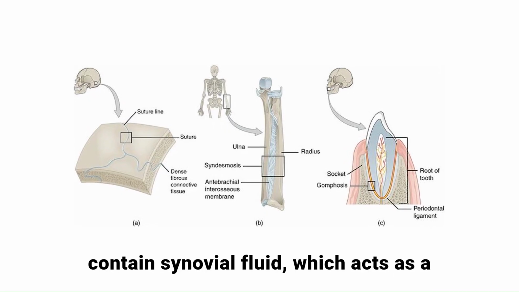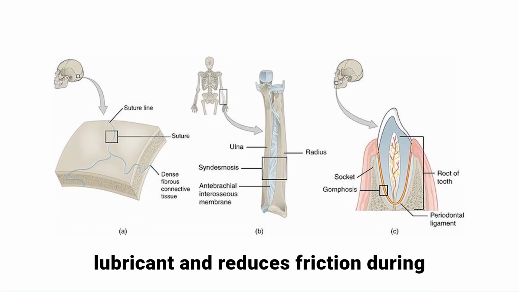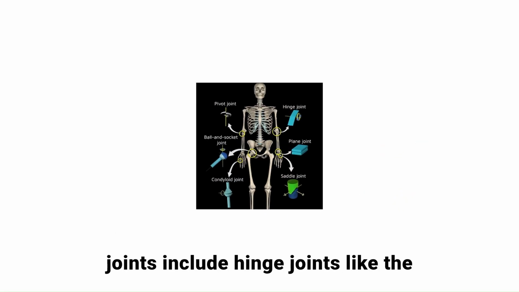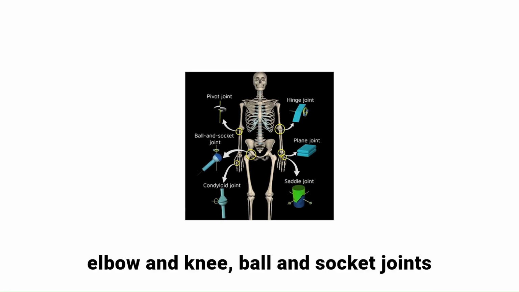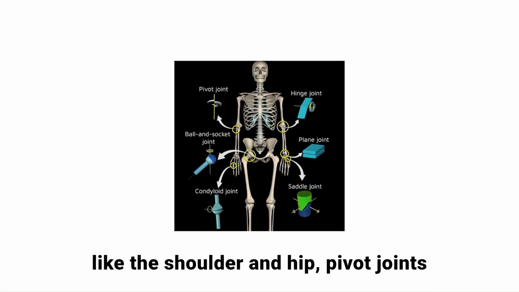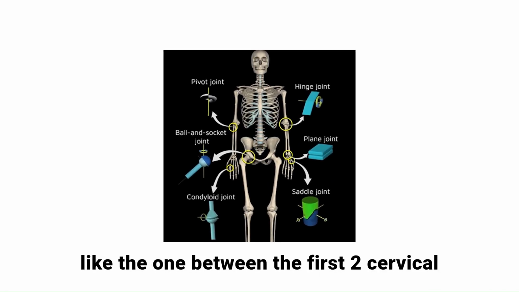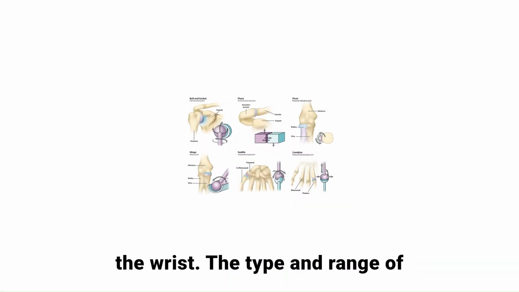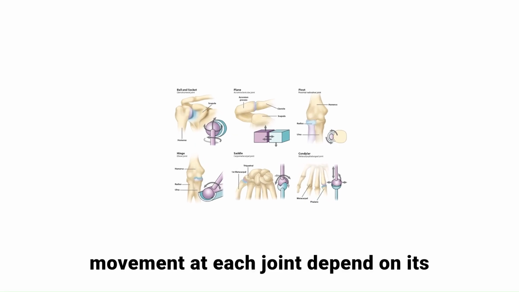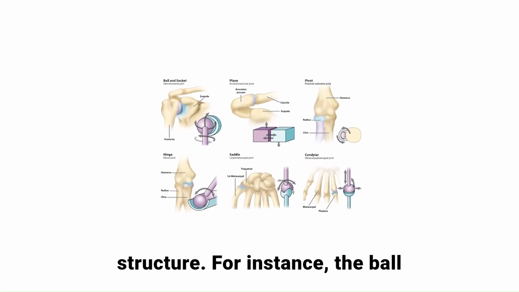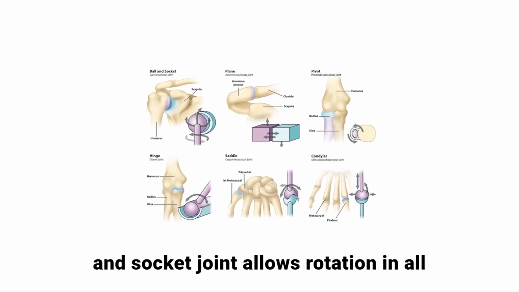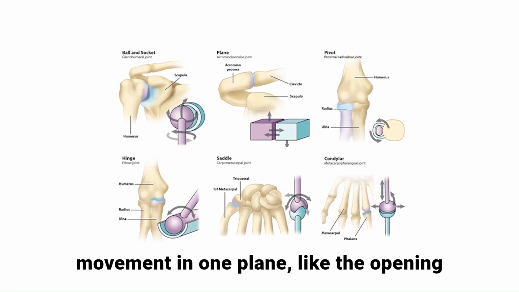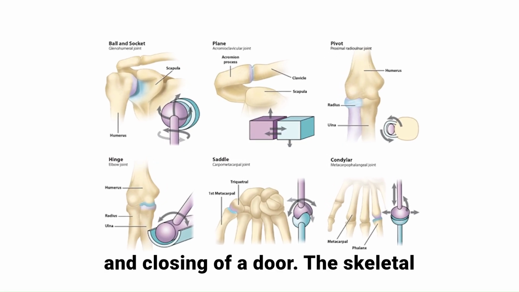These joints contain synovial fluid, which acts as a lubricant and reduces friction during movement. Examples of synovial joints include hinge joints like the elbow and knee, ball and socket joints like the shoulder and hip, pivot joints like the one between the first two cervical vertebrae, and gliding joints found in the wrist. The type and range of movement at each joint depend on its structure. For instance, the ball and socket joint allows rotation in all directions, while hinge joints only allow movement in one plane, like the opening and closing of a door.